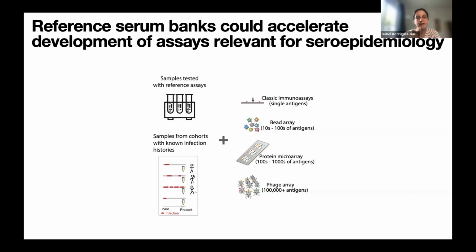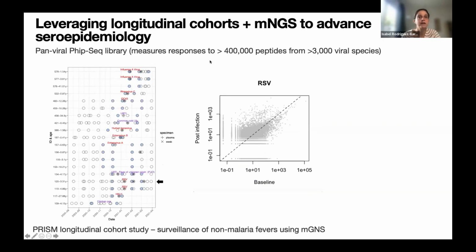Since we're working with phage libraries, we're using our longitudinal cohorts in Uganda to really start optimizing some of these libraries. So we've tested many of these longitudinal samples from individuals, and from individuals showing up with non-malaria fevers. We've tested them using metagenomic sequencing. So here we're generating a bank of people with known viral infections against numerous viruses that show up in this population. These are metagenomic sequencing on nasopharyngeal swabs.